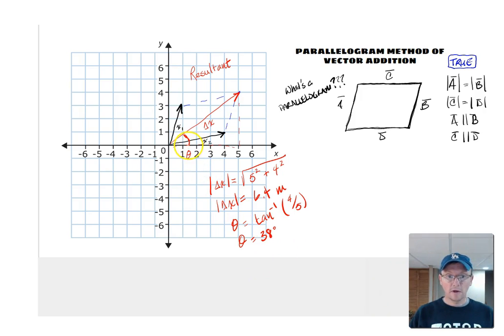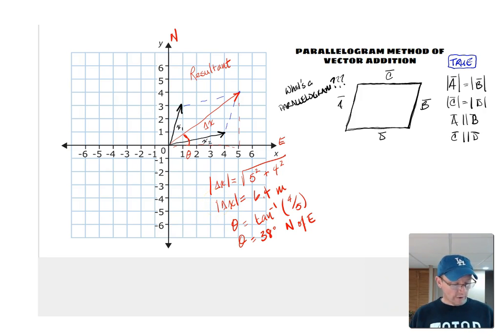And of course, I'm basing it off of the east axis here. So this is east, and this is north. And so you'd probably be able to say that this is 38 degrees north off of the east axis. So north of east, right there. And so that would be our answer for this vector addition problem.